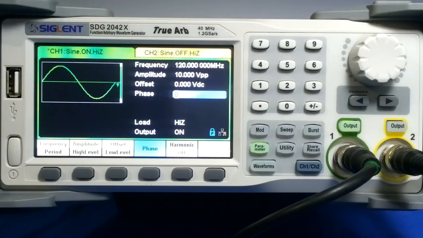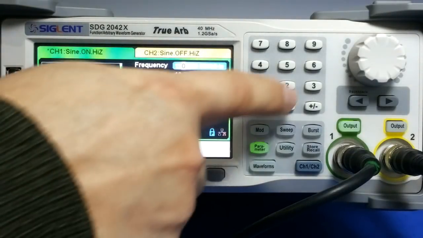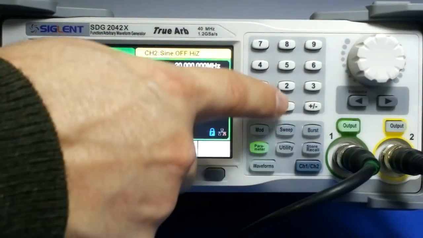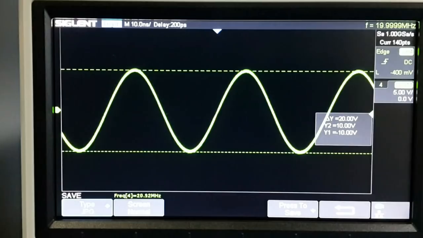Let's see the 20 volts. Frequency lower than 20 megahertz? Yes, 20 volts peak to peak.